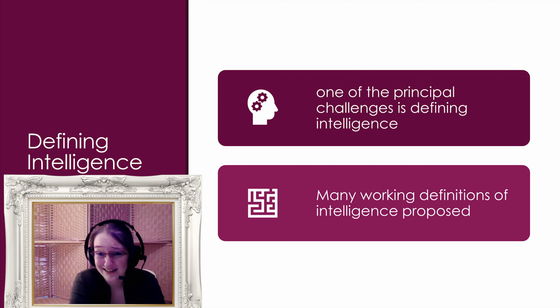So, defining it. Like any concept in psychology, one of the big challenges is defining it. There are many, because it's a challenge to define any construct. There are numerous working definitions. My personal favorite is that intelligence is what is being measured on an intelligence test, which is very circular, I know, but at least it's clear what your score is. It's your performance on the test.